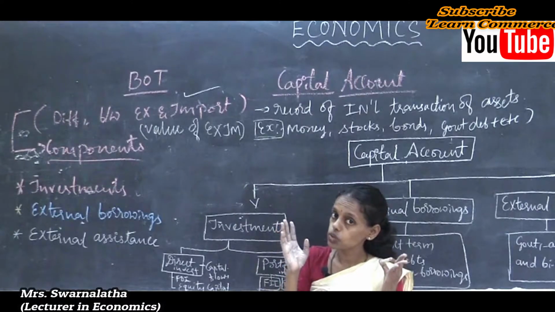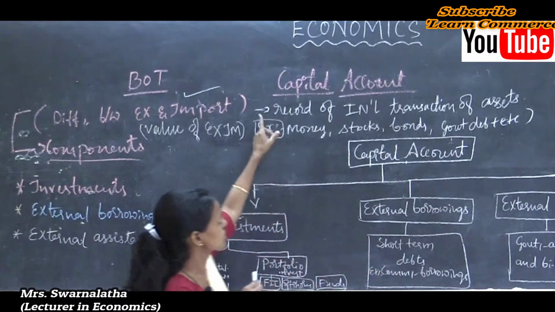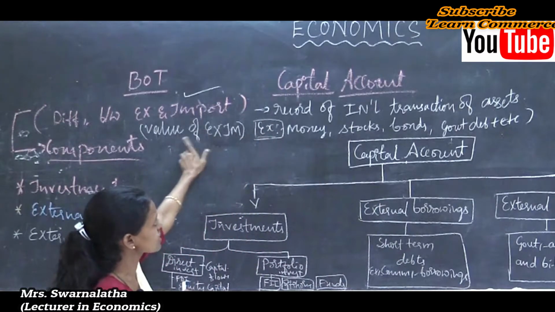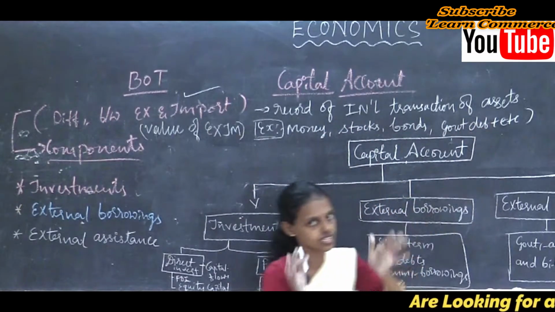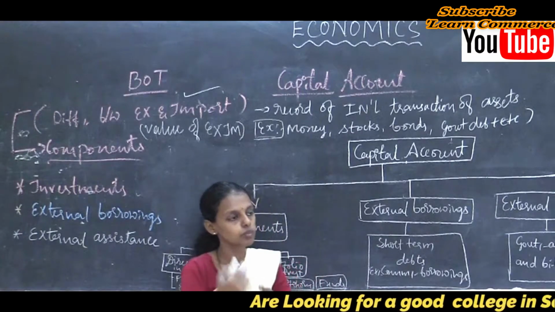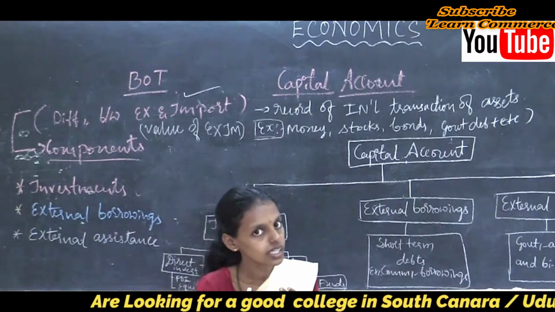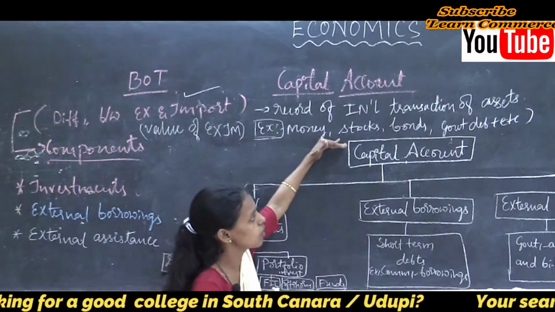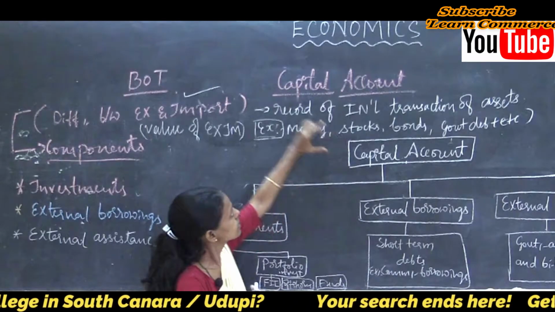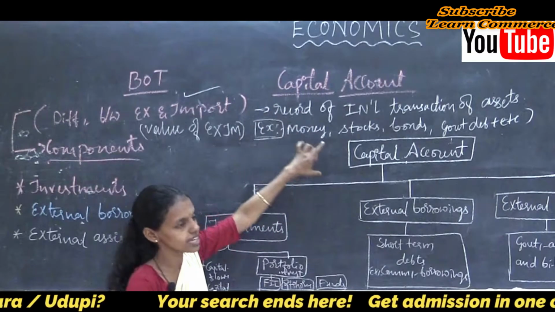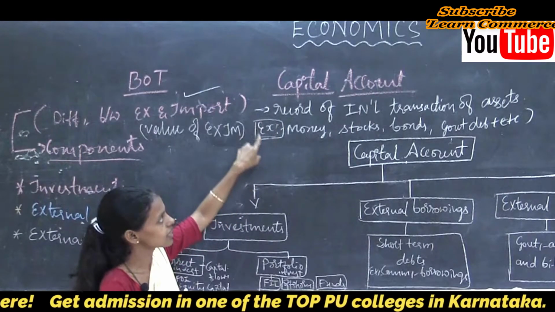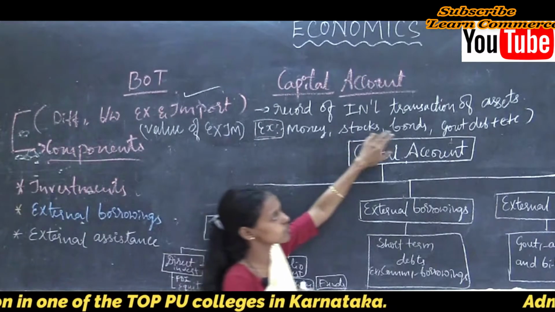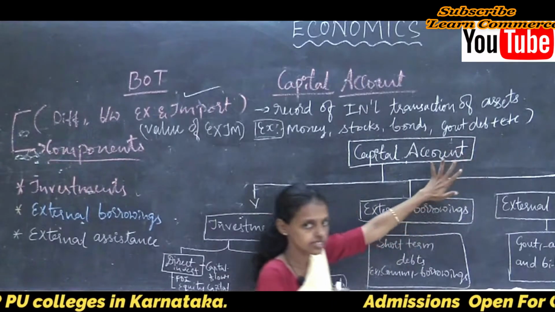Balance of trade includes capital accounts here. So capital account transactions include records of international transactions of assets. Either it may be money, bonds, or stocks, or government debts. Those records of international transactions of assets are said to be the capital account. Capital account includes money, stocks, bonds, government assets, etc.